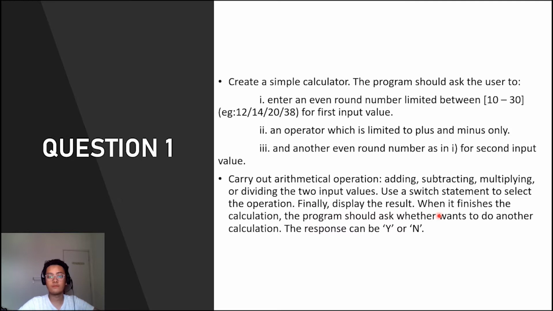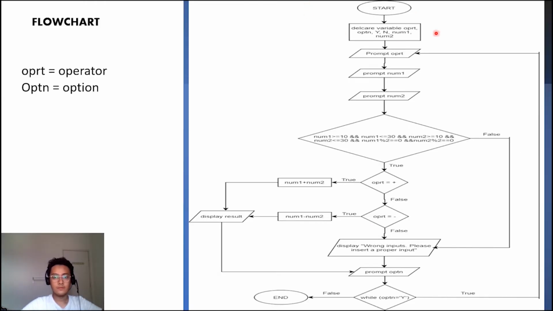Finally, display the result. When it finishes the calculation, the program should ask whether the user wants to do another calculation. The response can be y or n. So let's move to the flowchart.